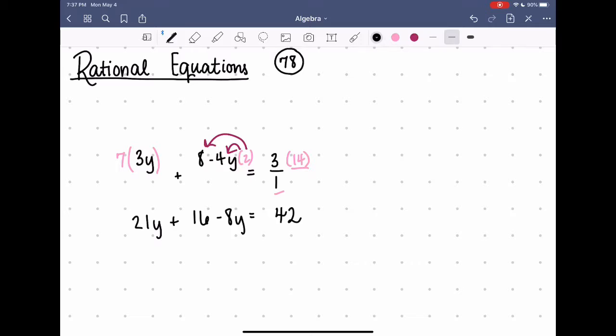And now I'll just go left to right to solve for that y. Let me combine these like terms here. I have a 21y minus 8y, which is 13y. And I want to get rid of that 16 that's on the left here, so let me subtract that and put that one over here. So I end up with 13y equals 42 minus 16, which is 26. Now I just have to divide by that 13 on both sides, and I get y equals 2.